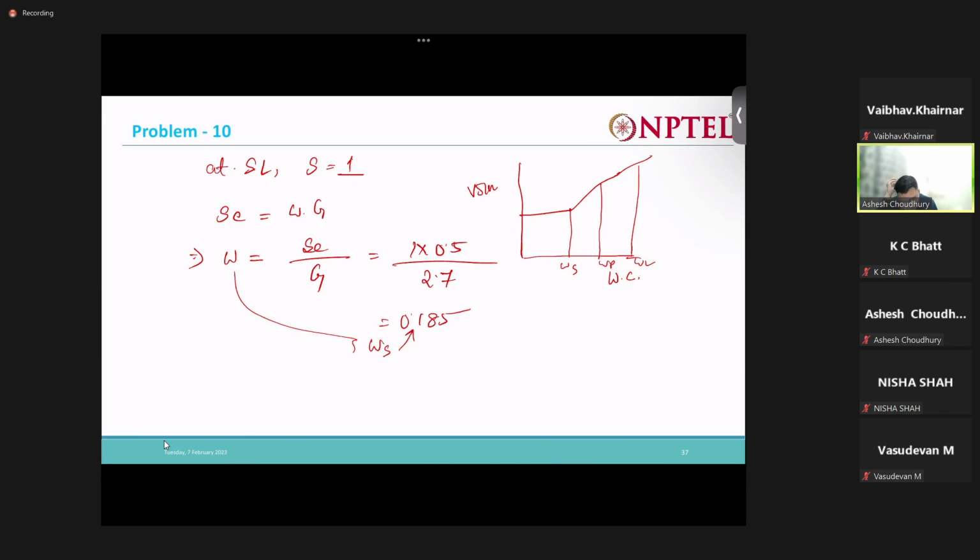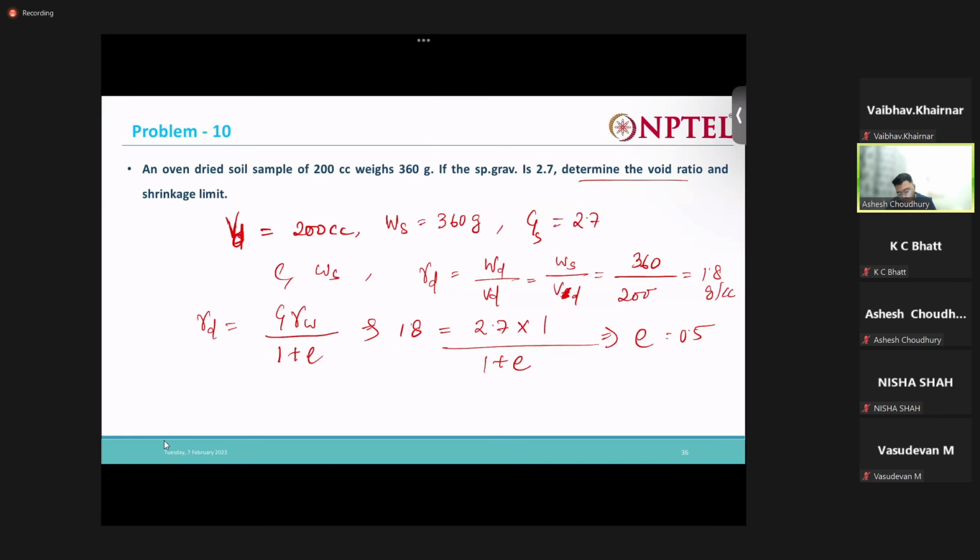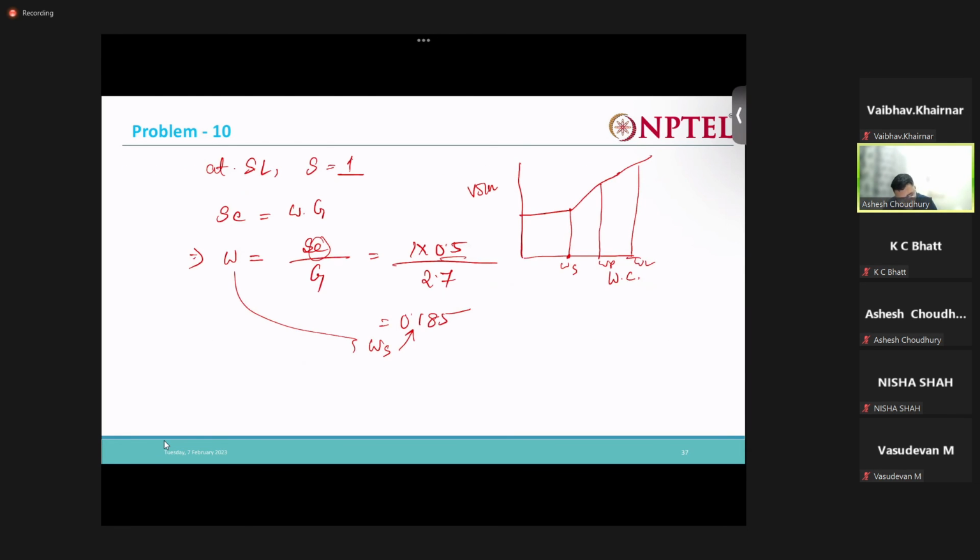Now one more thing you might ask, why did we put e equal to 0.5? This is a valid question, right? How did we know that e is 0.5 at this point? The fact is that for an oven dried sample we determined e, when the soil water content is 0, means at this point. At this point it is an oven dried sample, we did the calculation, and we found e is equal to 0.5. Now if you look into this graph carefully, we will see that the volume remains constant from the shrinkage limit point to the completely dry stage.